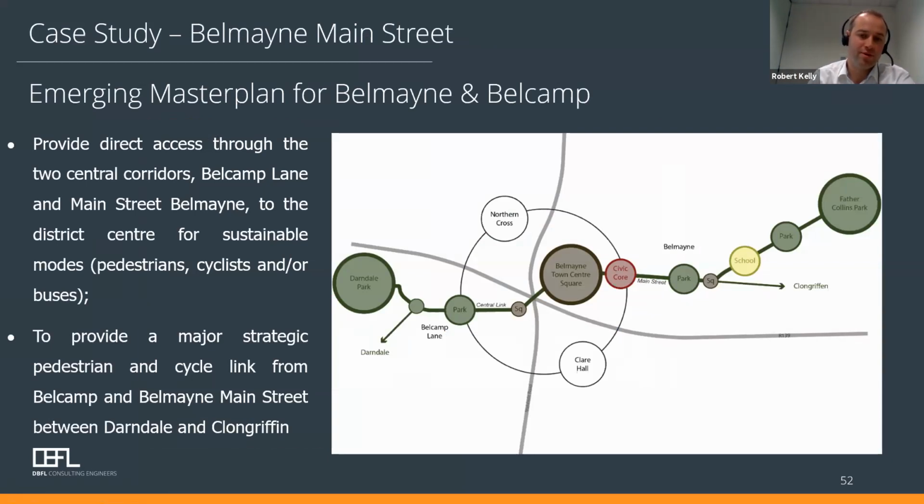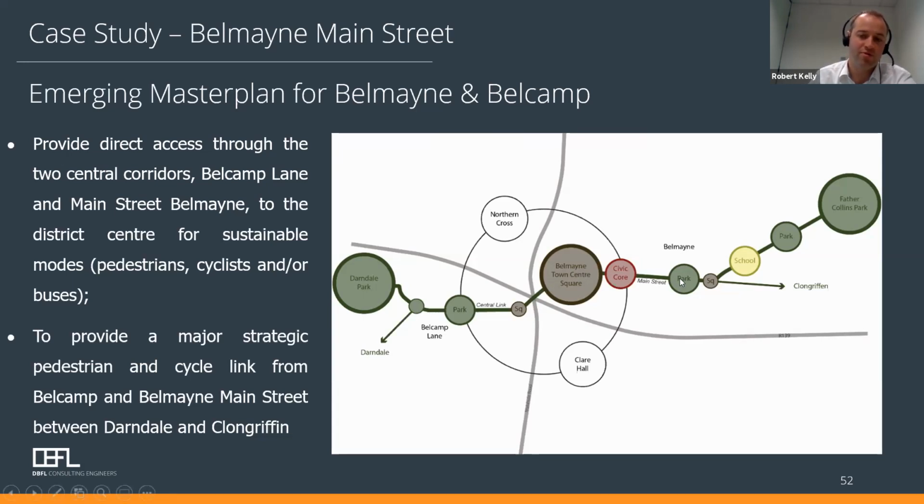When we started the scheme, there was an emerging master plan, which we were made aware of through consultation with the planners in Dublin City Council, for the Belmayne and Bellcamp area. There's an objective to deliver 2 new town centres, east and west of the Malahide Road, and the main street itself would provide a strategic artery connecting those townlands, whether it be Bellcamp, Darndale on the west, and then Belmayne town centre on the east.